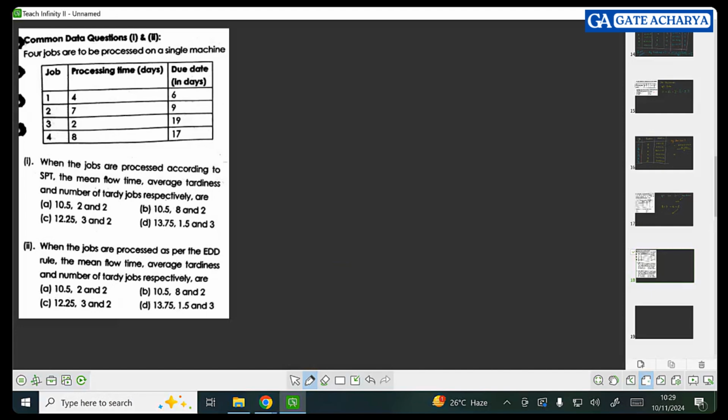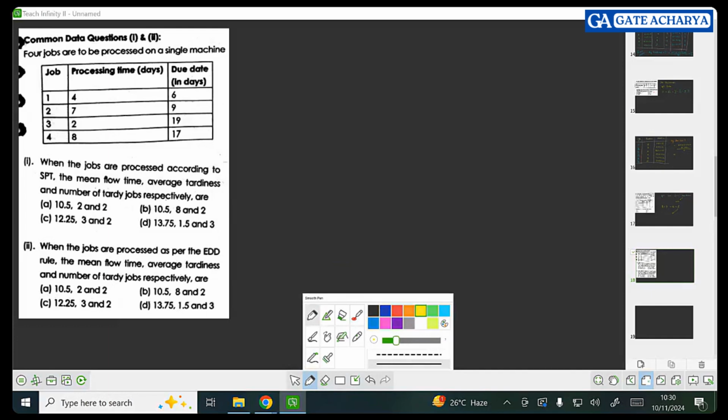Can I do it directly? SPT rule. Will you solve? I'll give 2 to 3 minutes. You try to solve. Tell me. You need to form a table. It's not simple. What's your mean flow time? Okay. Average tardiness.